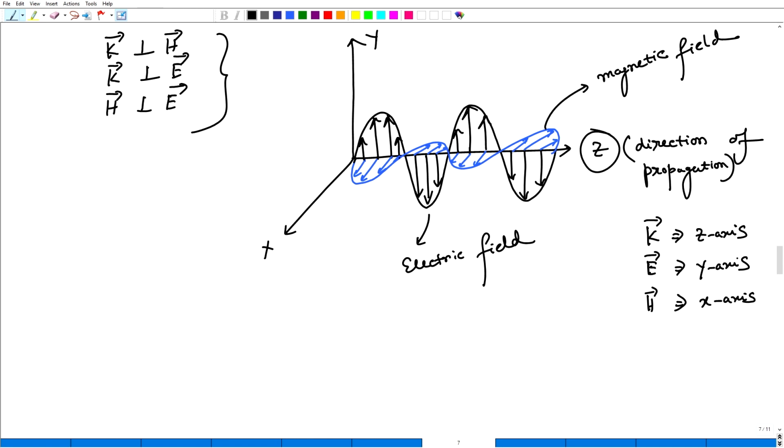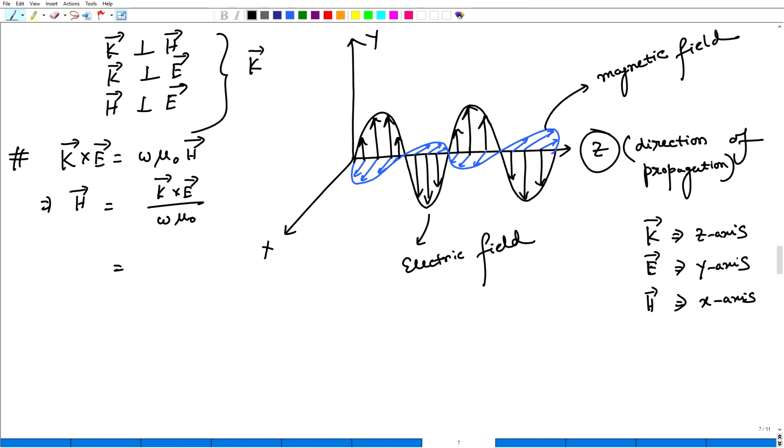Okay. So, one more thing we have to discuss here. Considering the equation k cross E is omega mu naught, this was the equation. From here we can write omega mu naught, and also k is kappa times n cap. So, we can write kappa omega mu naught, here n cap, E.